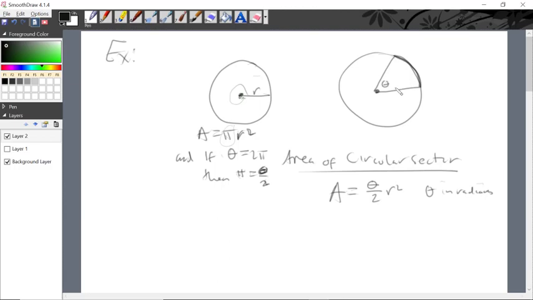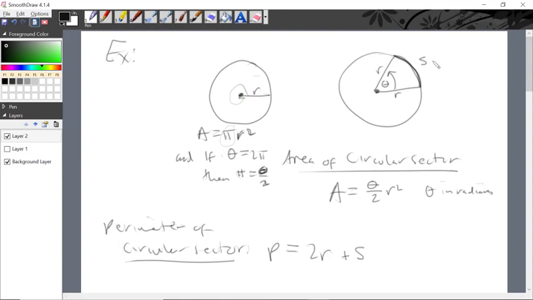Theta is this angle right here, measured in radians, and r is this length, but is also this length right here. The perimeter of our circular sector is going to be 2r plus this length right here. That length is called an arc length, S, the circular arc length. Also from trigonometry, the relationship between arc length, radius and theta is that S is equal to r times theta.